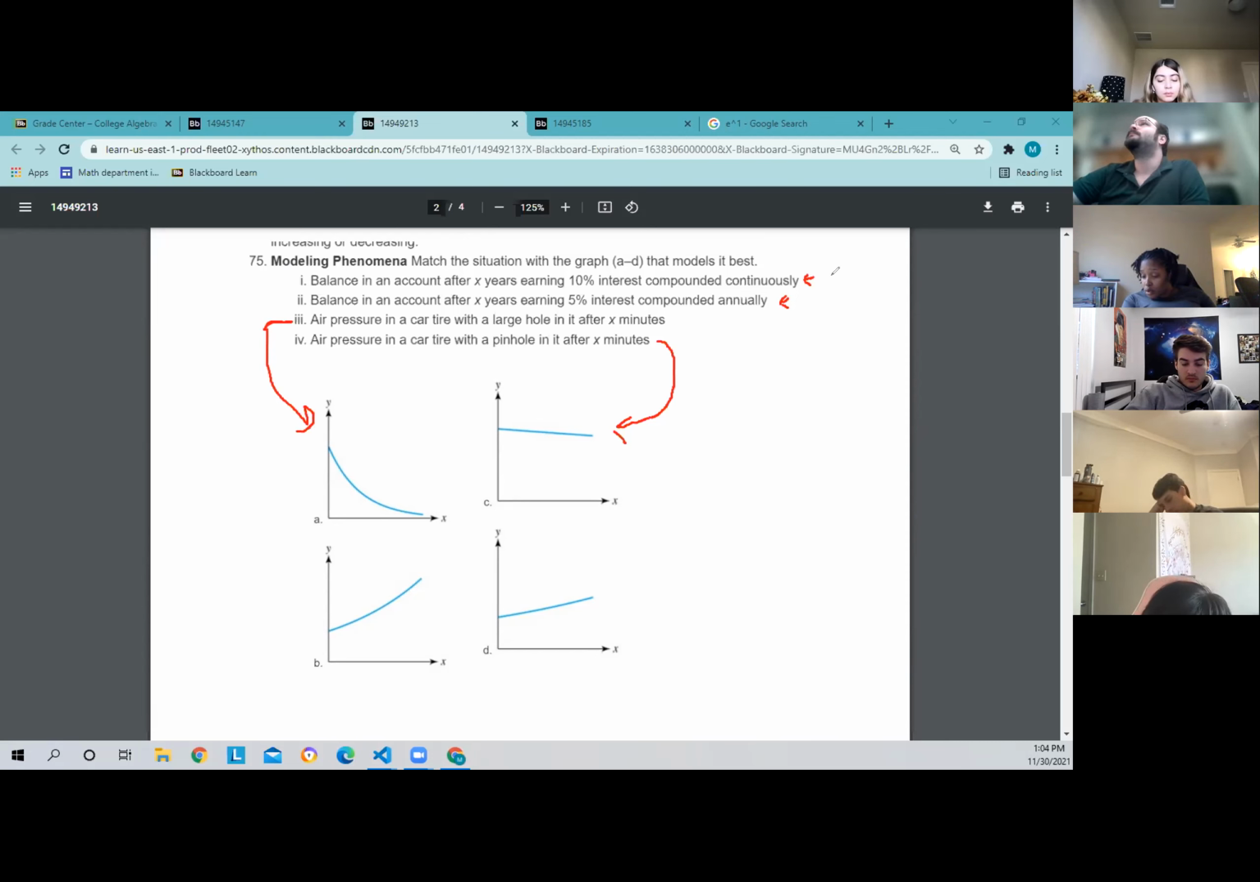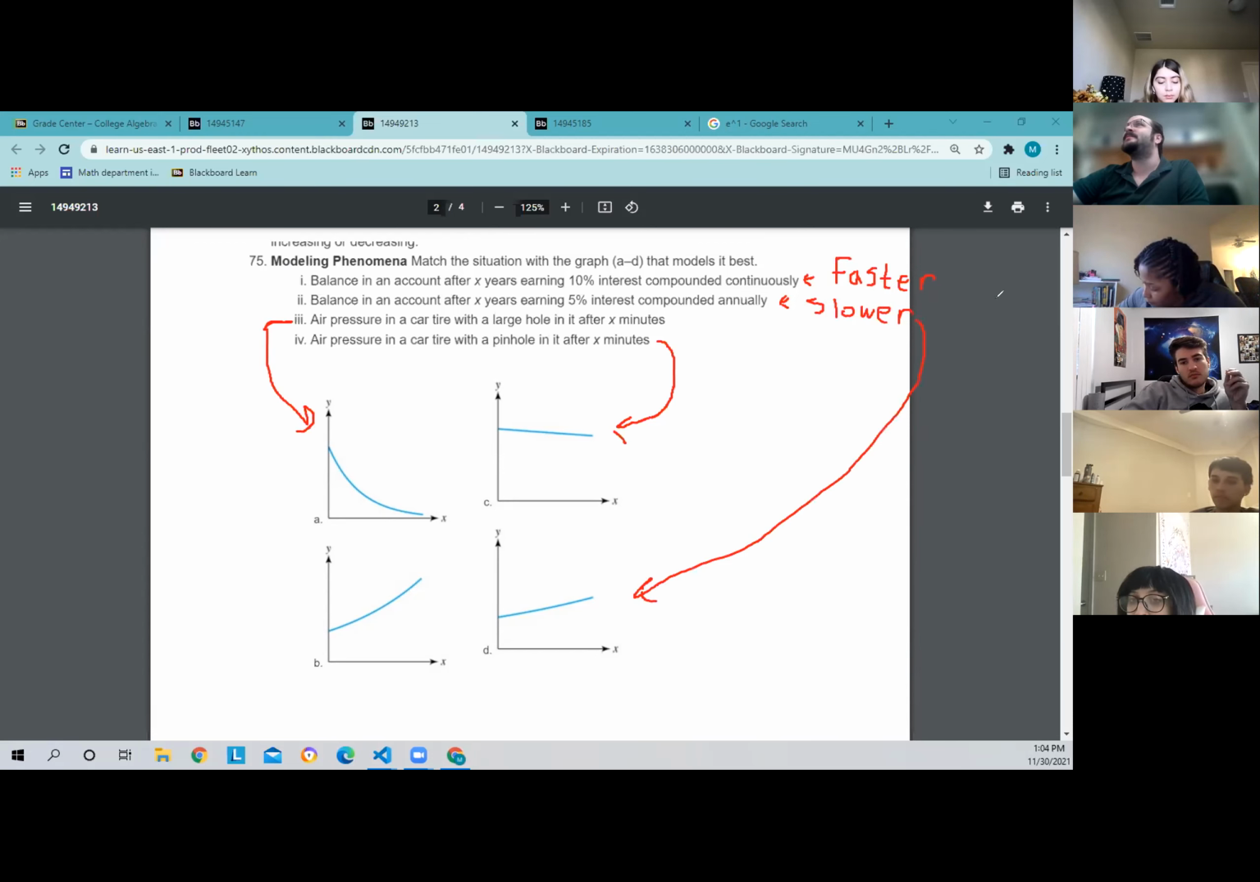1B and then 2D. Yeah, so I would definitely say that something compounded continuously at 10%. I hope what you notice is that this one is going to be faster and this one's going to be slower, right? And if we do that, this one's growing slower. So I believe you said this one was D and that this one was B?